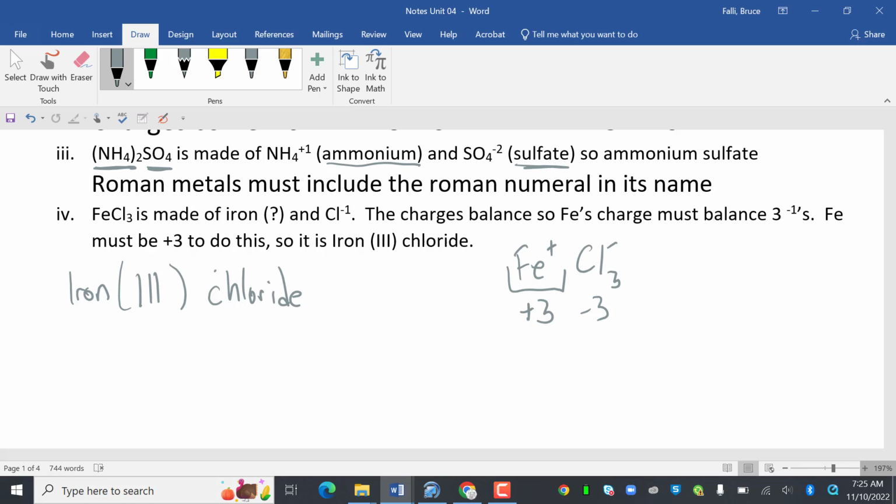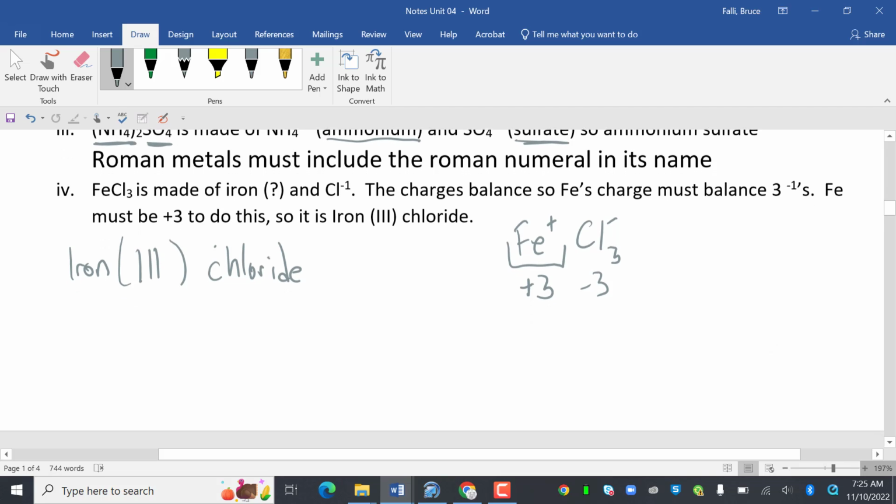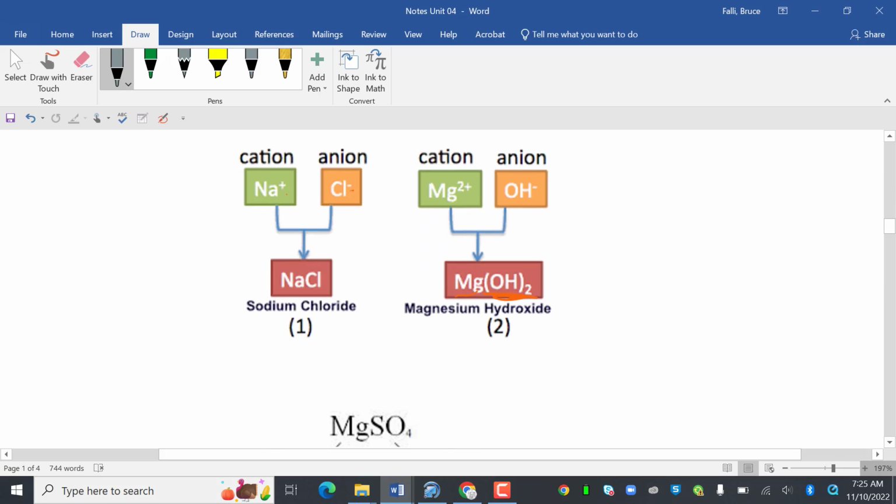So to read what I wrote here, FeCl3 made of iron something and chloride negative. The charge is balanced, so iron's charge must balance the 3 negative ones. Iron must be plus 3 to do this, and that's why it's iron 3 chloride. Yay.